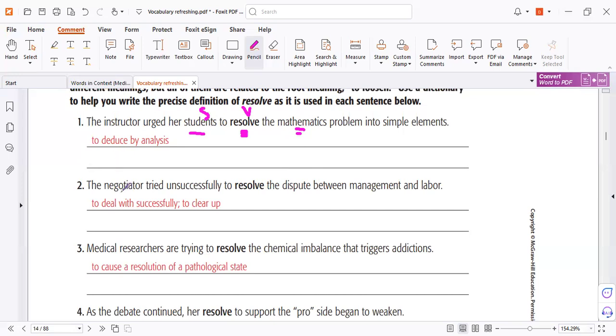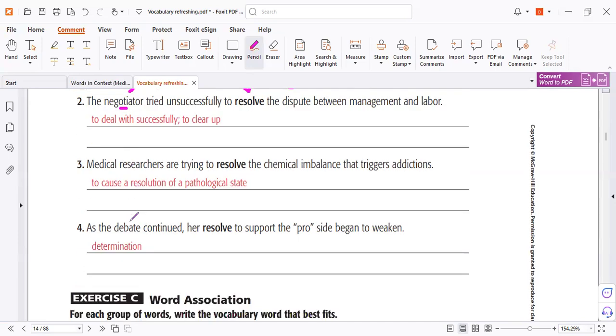Here's a negotiator to write: resolve, subject, verb, object. What are the negotiators going to do between management and the labor? Solve the problem, to clear up, to deal with, to remove the obstruction. That's why here resolve is a noun. And if I have resolve, I want to resolve something firmly. So determination to succeed to solve a problem.